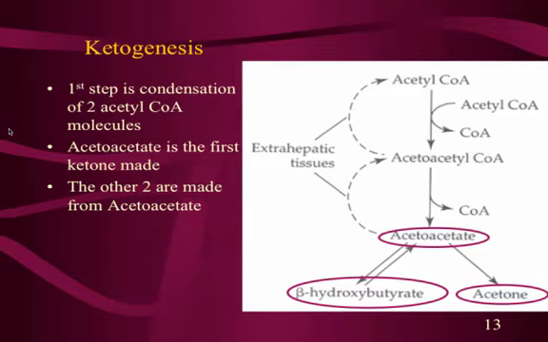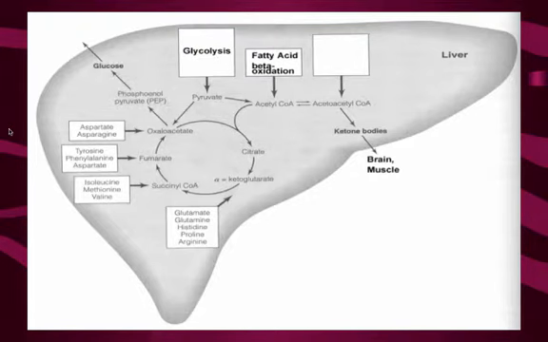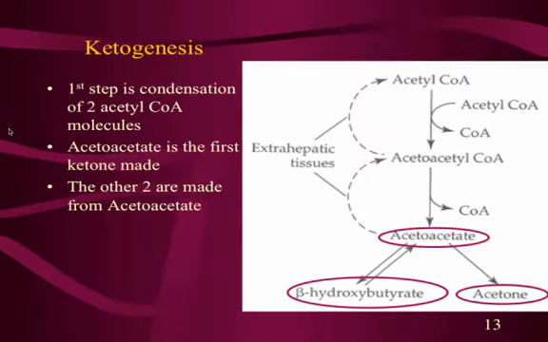So here's ketogenesis. This is kind of what we just talked about. Here's acetyl CoA combining with another acetyl CoA. When they combine, one CoA comes off and you have acetoacetyl CoA. That's the first one here. Now, when the CoA comes off acetoacetyl CoA, you have acetoacetate. That's the first ketone. So these three molecules that I have circled in purple are the ketone bodies.